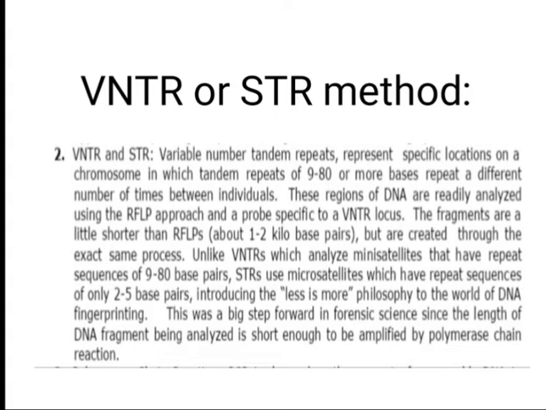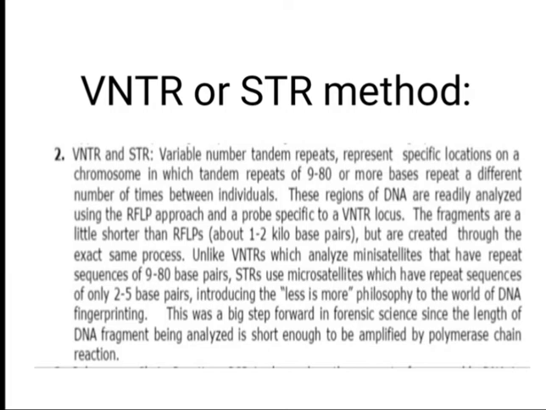VNTR means variable number tandem repeats, which represents specific locations on a chromosome in which tandem repeats of 9 to 80 or more bases are repeated a different number of times between individuals. So simply, variation is there, and what varies? The number of tandem repeats. So it represents specific locations on a chromosome in which tandem repeats of around 9 to 80 or more base pairs can repeat a different number of times.